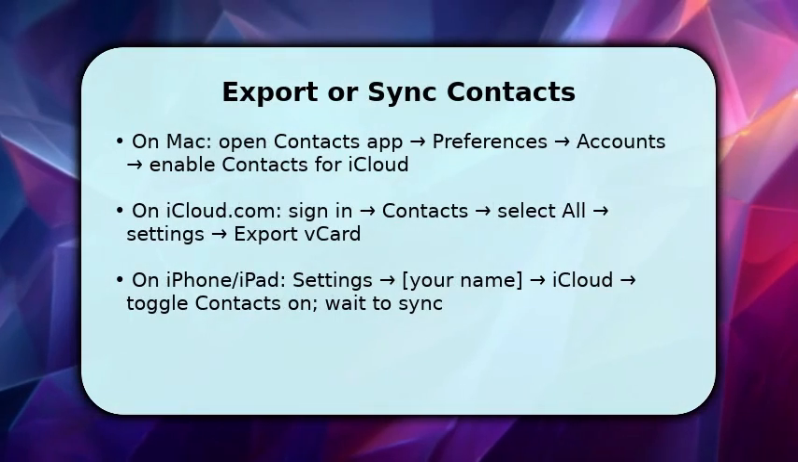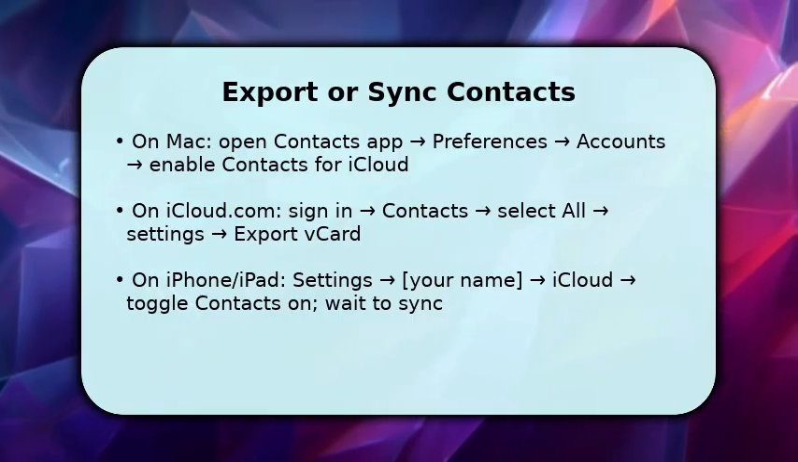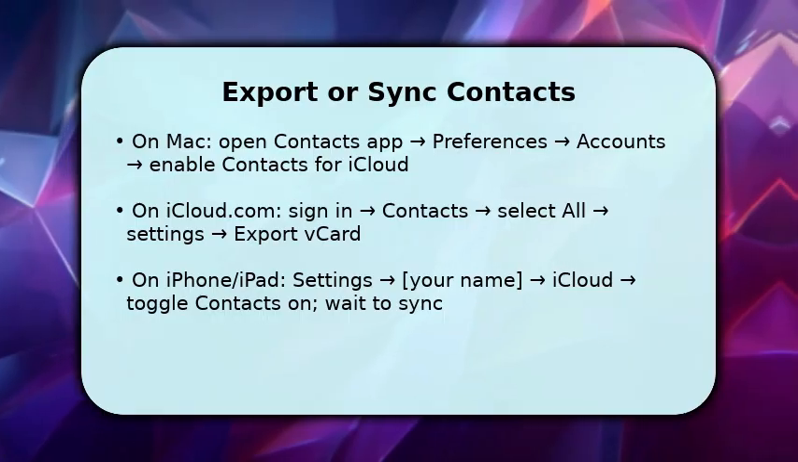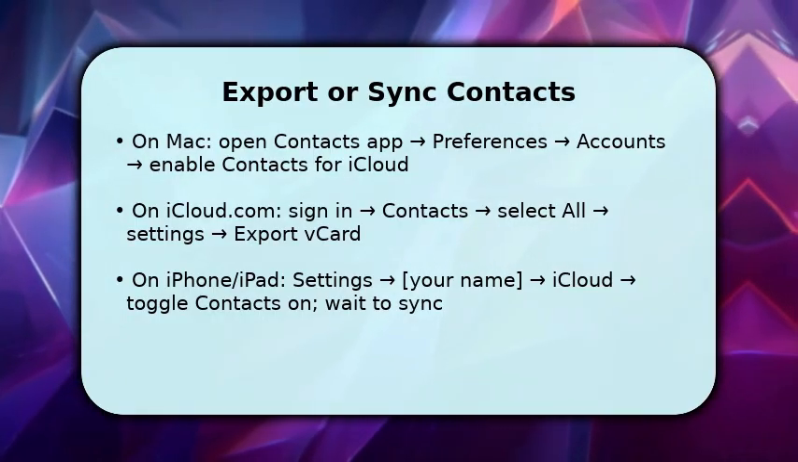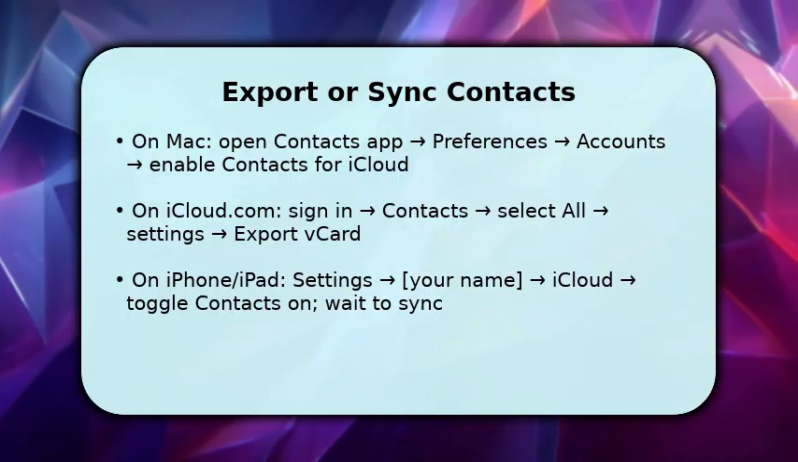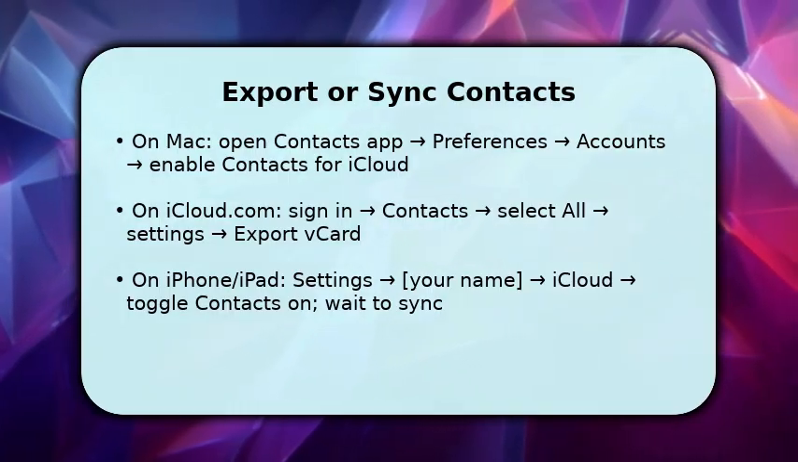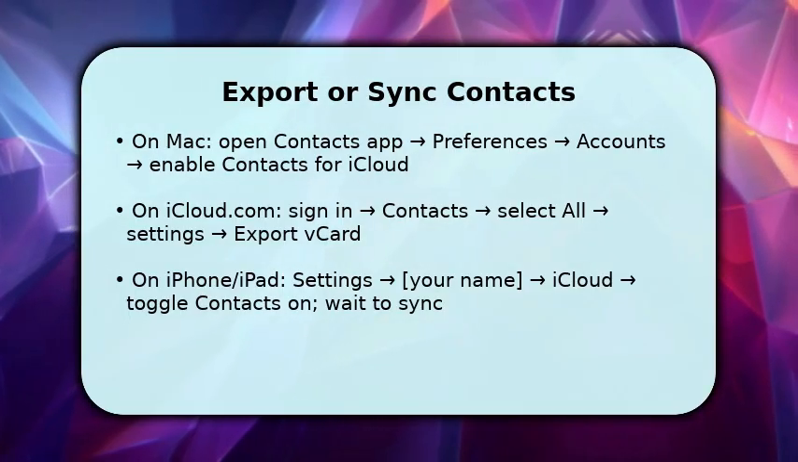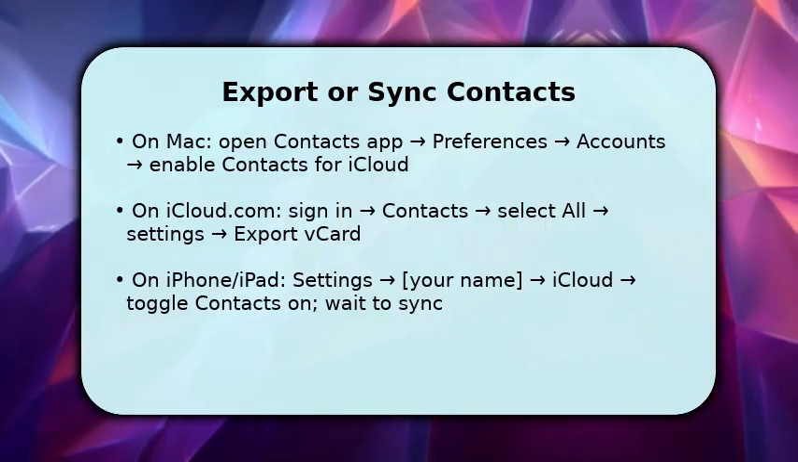Now execute the sync or export. On a Mac, open Contacts, check Preferences, Accounts, and ensure contacts are enabled for your iCloud account. The app will sync automatically. Alternatively, go to iCloud.com, sign in, open Contacts, select the entries you need, then use the settings gear to export vCard for backup or transfer.